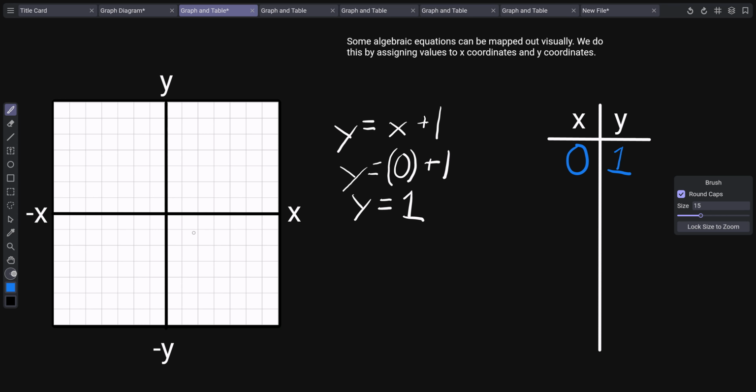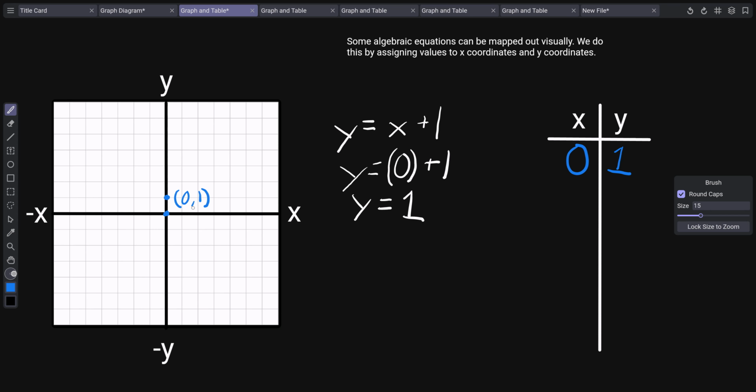So if we come here to the graph, this would be the origin point right here. So this would be 0, 0. So we don't take any steps on the x. So we don't go right or left, but we go up one step because that's a positive y. And we stop here. This would give us the point 0, 1.